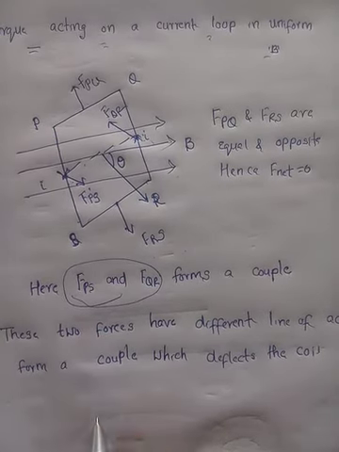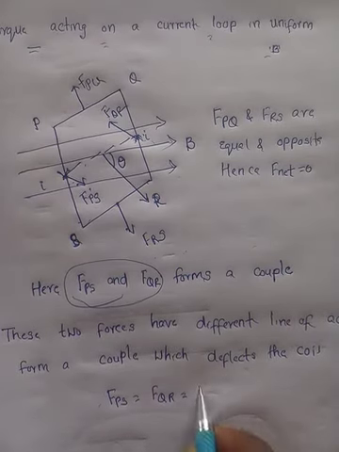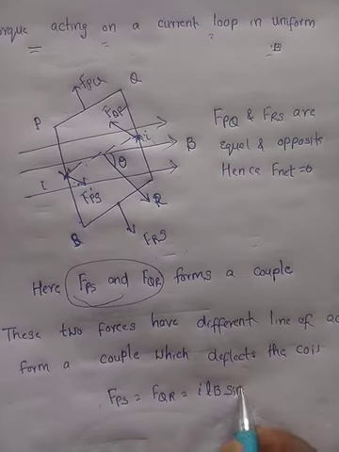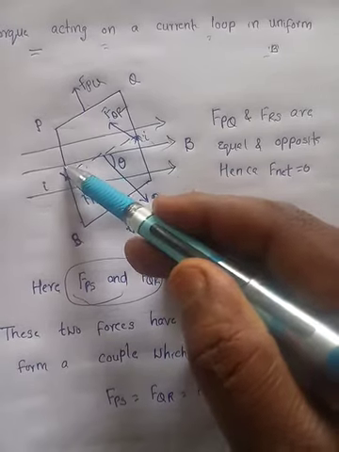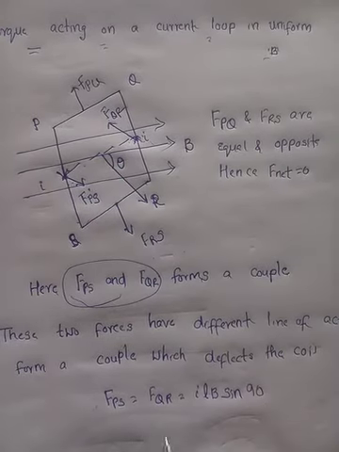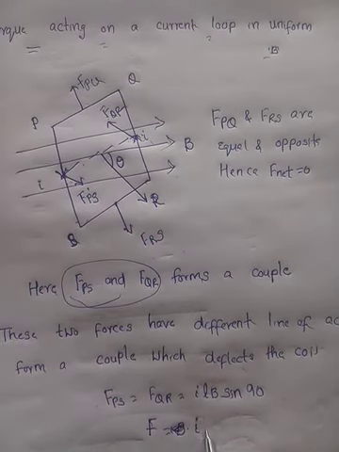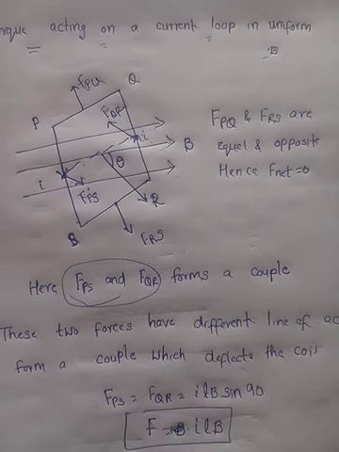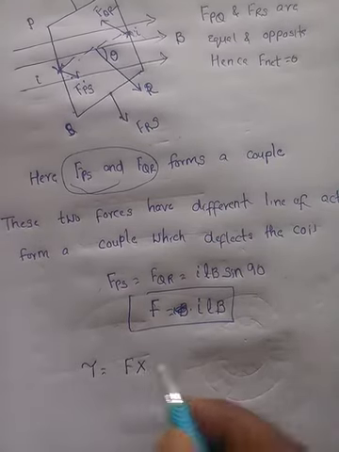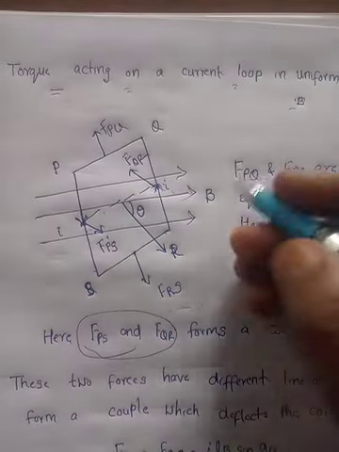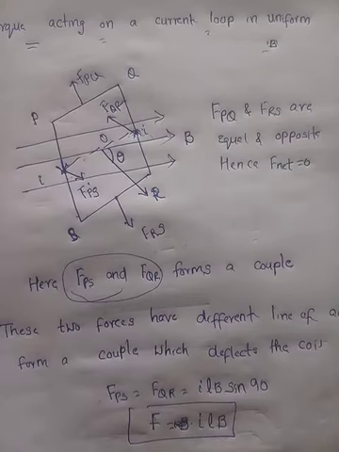Now what is the force on these conductors? FPS is equal to FQR is equal to ILB sin theta. What is the angle between the length of the conductor and the magnetic field? Both are perpendicular to each other, so theta is 90. So the force we consider as F is equal to ILB. Now we know the formula for torque acting on a couple. Torque is equal to force into perpendicular distance. What is the perpendicular distance? This is OR.